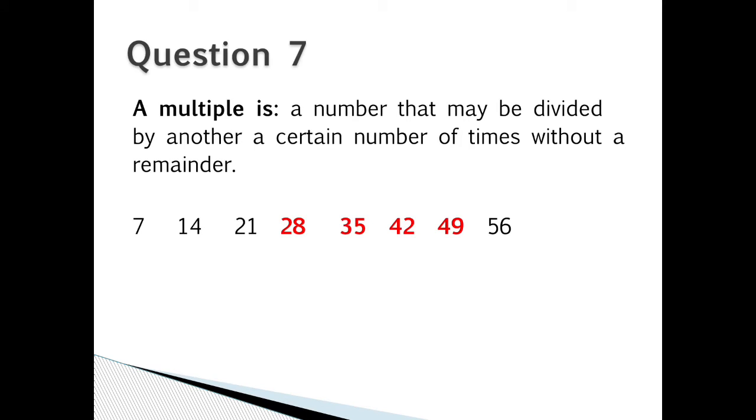Question 7. Write down the multiples of 7 between 21 and 56. A multiple is a number that can be divided by another a certain number of times without a remainder. So the multiples of 7 are 7, 14, 21, 28, 35, 42, 49, 56, etc. And the ones between 21 and 56 are 28, 35, 42, and 49.